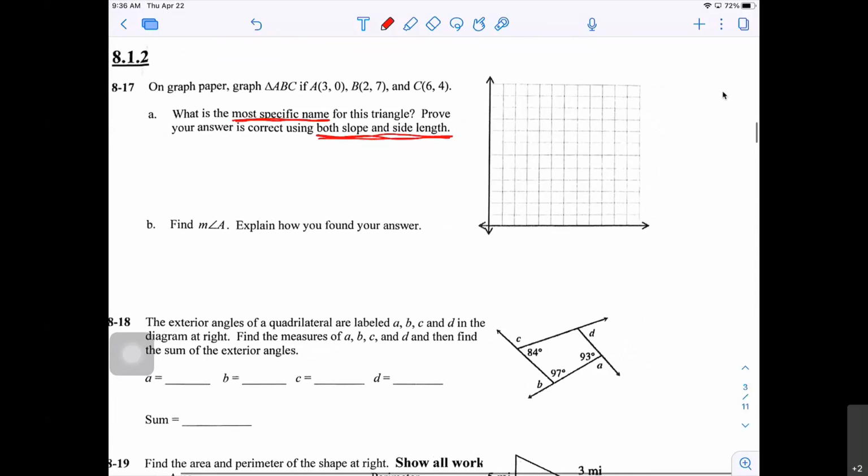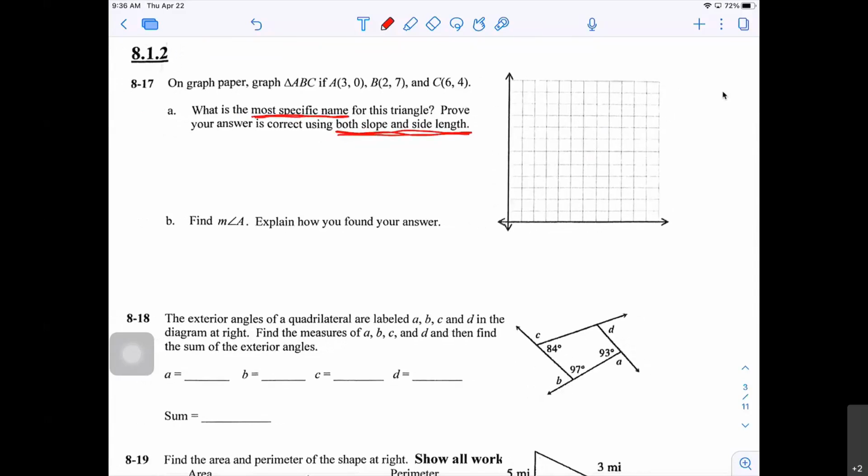using both the slope and the side lengths. This is exactly what we were doing in chapter 7. Find all the slopes. In this case, you should have 3 slopes and you should have 3 side lengths. Then, based on the slopes and the side lengths, you should be able to answer that question. Okay? You should know what kind of angles you've got. You should know what kind of side lengths you have. You should be able to answer that.